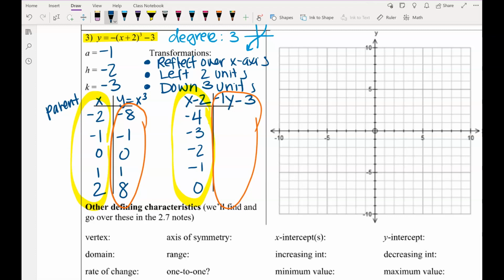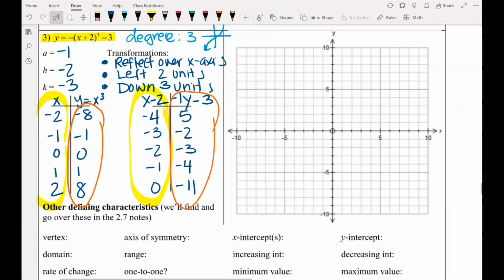All right, Brad, do you have all the 5 new y values, Brad? Yes. 5, -2, -3, -4, -11. Someone agree, disagree? I want to make sure that's all correct before I plot those. Was it good? Okay, thank you. All right, let's plot. -4 is going to go to 5. -3 is -2. -2 is -3. -1 is -4. And 0 is going to be -11.